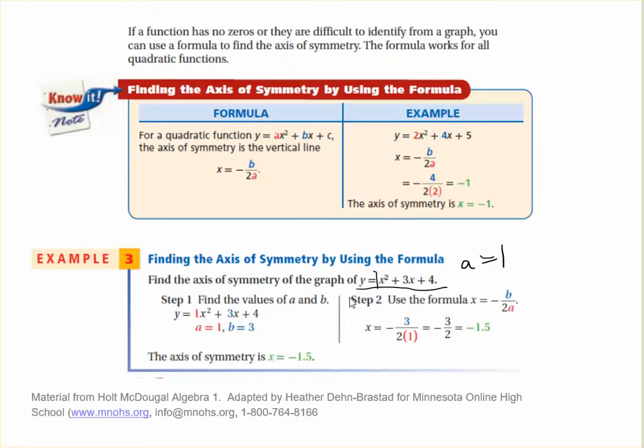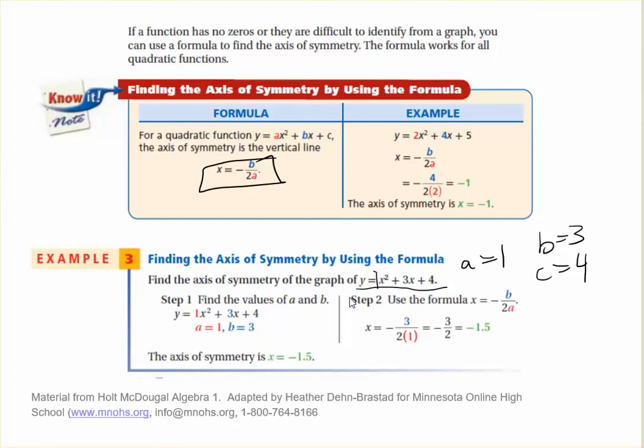So in this one, a is 1, b is 3, because that's the number in front of the x, and c is 4. And we're going to use the equation x equals negative b over 2a in order to find the equation of the axis of symmetry, even if we don't have a graph. So you could graph and check it, but this is also a good way to find it if your axis of symmetry is not at an integer value, if it's a decimal or a fractional value.